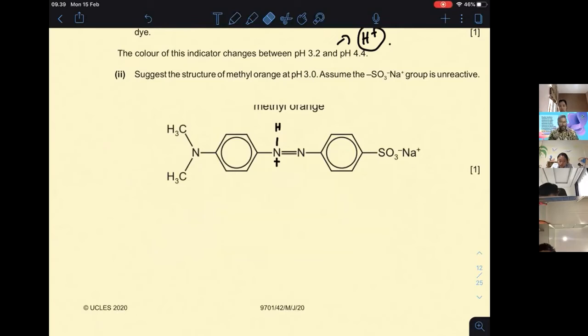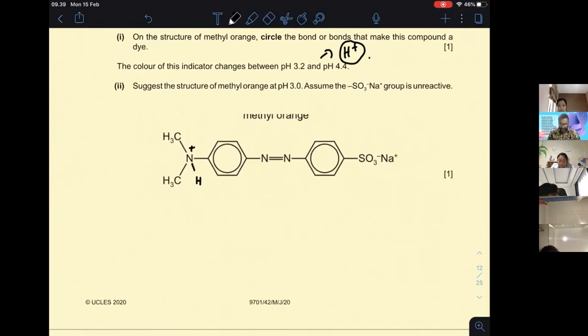Of course I can write it in this way, or you can also write it here, or you can also write it here, put the H here, and then this will become plus. There are three answers that you can write. So that is going to be the structure.